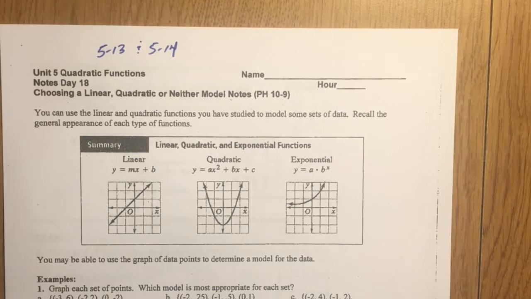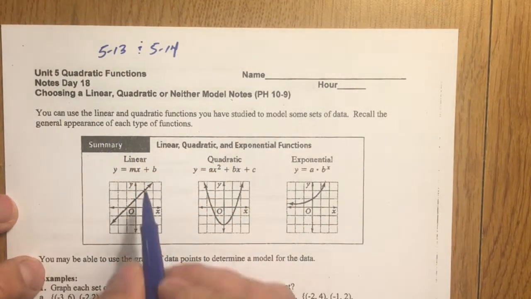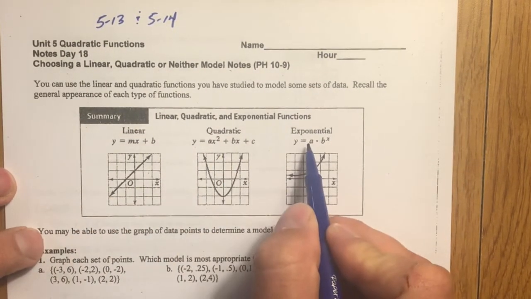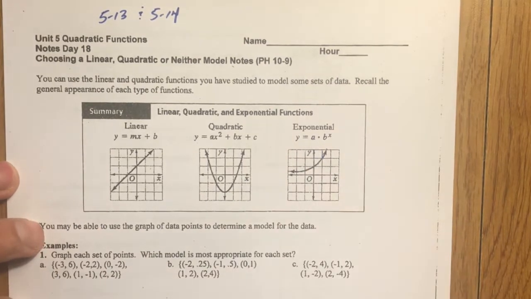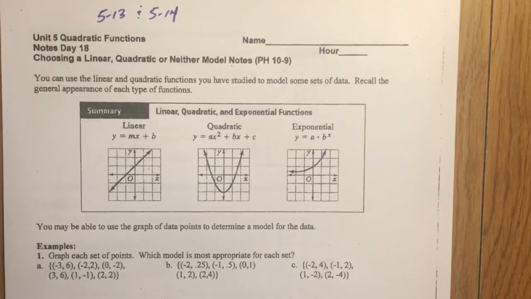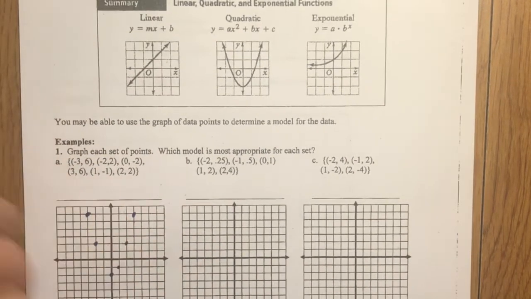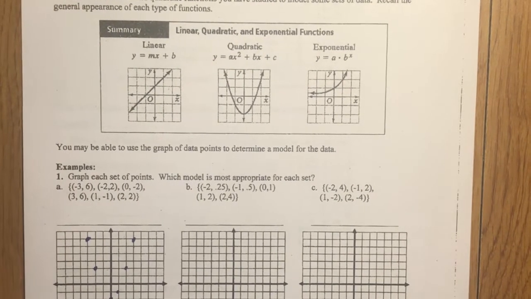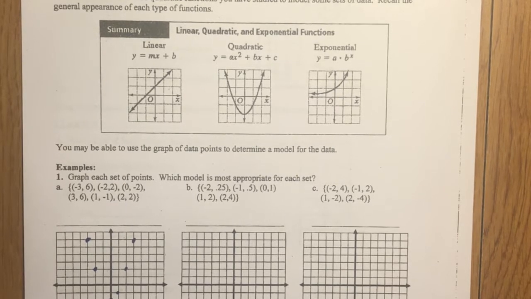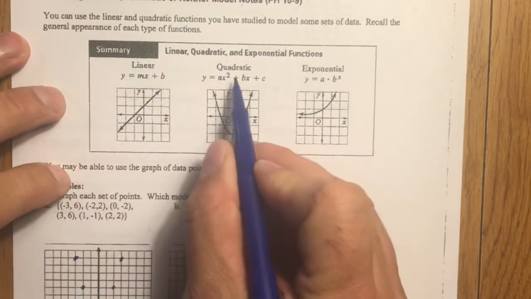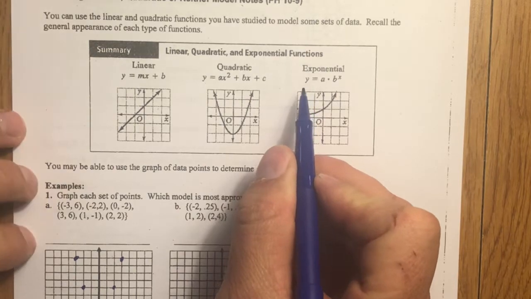All right, today we're going to look at three different types of functions. We've worked with linear functions, quadratic functions, and exponential functions. The whole idea of today's lesson is to determine what function you're working with. Whether you have data in the form of points, story problems, or whatever data you have, you can figure out what function best models that situation. The three we'll work with today are linear, quadratic, and exponential.